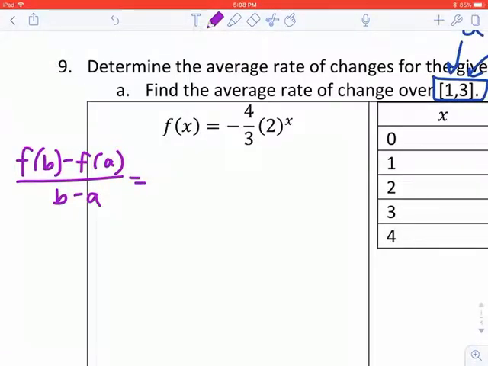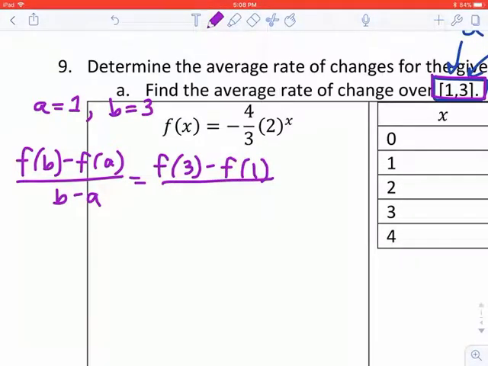Now, looking over here, remember our B value will always be the biggest value or the rightmost x value. So in this case, our B value is 3. And our smaller value or our leftmost value is 1. So let's plug that in. F of 3 minus f of 1 all over 3 minus 1.